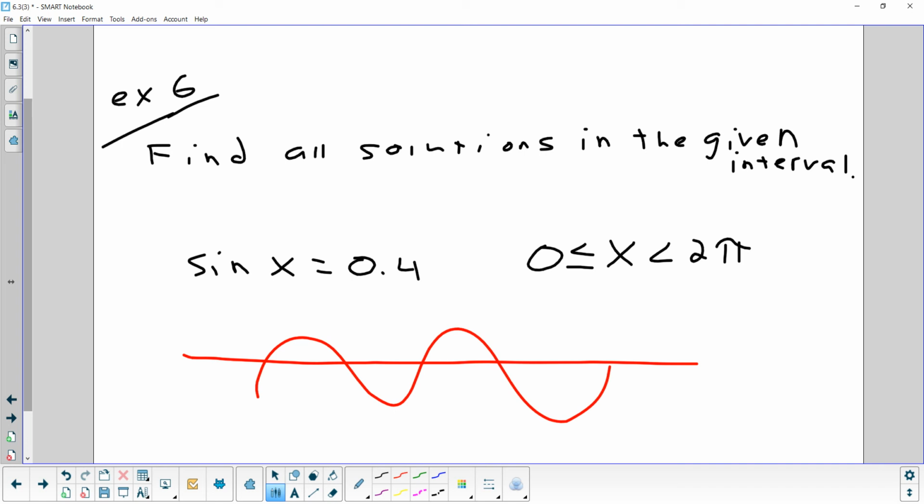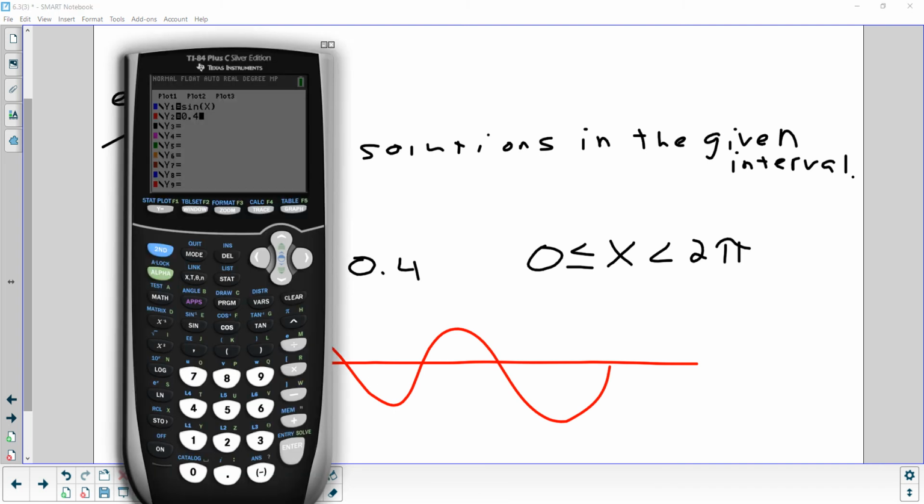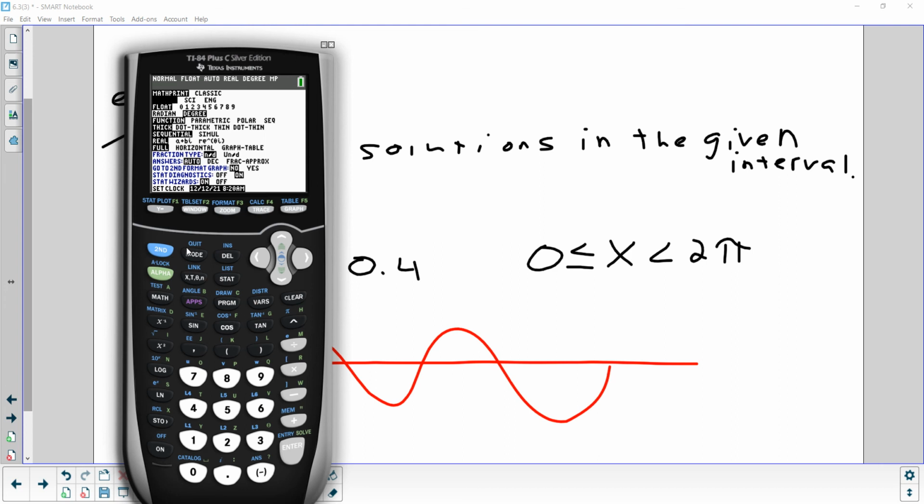But in this case, it will hit 0.4, and they want us to focus specifically on where? Between 0 and 2 pi. So by them saying 0 and 2 pi, what units are they assuming I want to be in? Radians. Yeah, they want us to be in radians. So let's put it in radians. All right, make sure we typed everything in. Looks good. Let's hit graph.